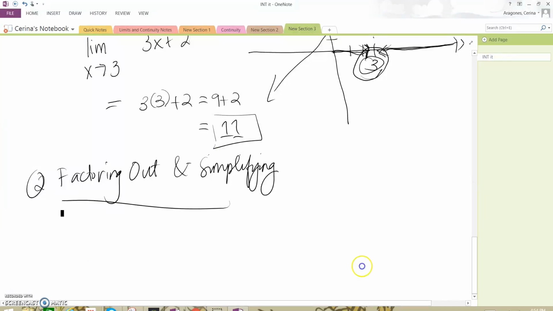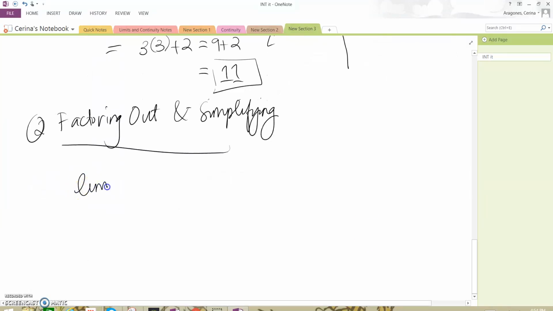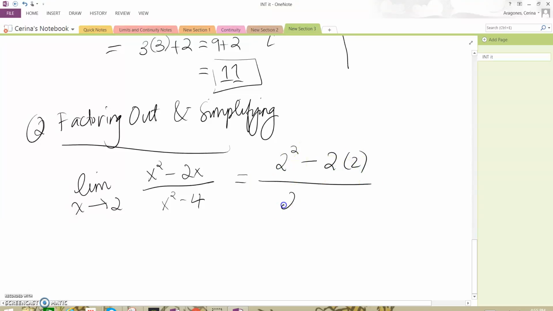Let's say, for example, I ask you to find the limit as x approaches 2 of x squared minus 2x over x squared minus 4. Now, let's try substitution first, see if that works. If I substitute, I will get 2 squared minus 2 times 2 over 2 squared minus 4, which gets me 4 minus 4 over 4 minus 4, which is 0 over 0.